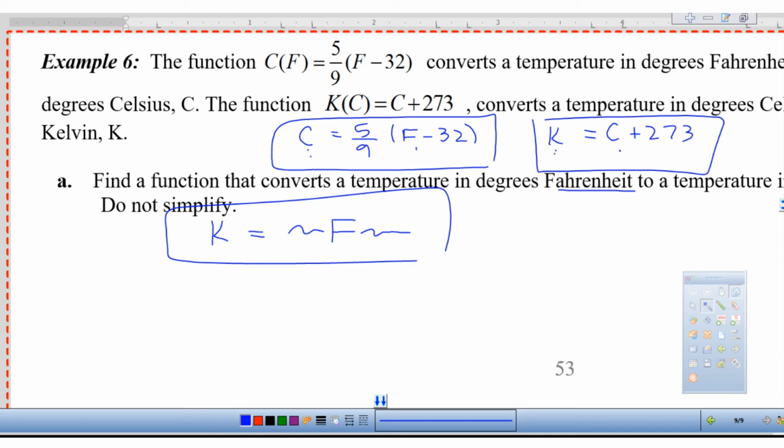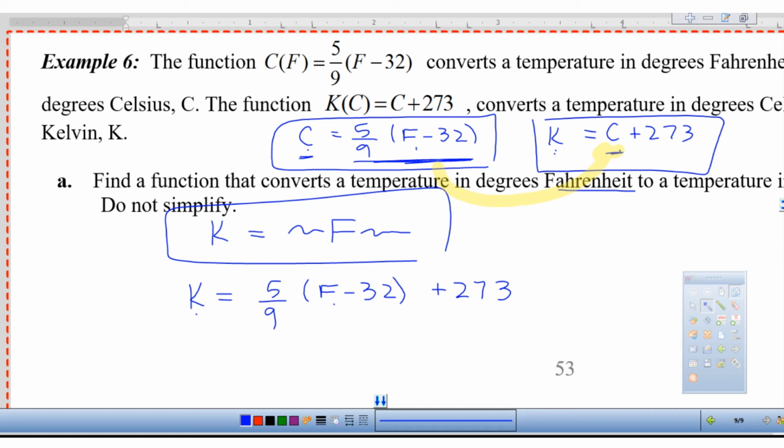I know that kelvins is Celsius plus 273, but I know Celsius is this. So all I'm going to do is take that 5/9 F minus 32 and plug it in right there for my C. That's all I'm going to do. So then I'm going to have kelvins is equal to Celsius, which I know is 5/9 times F minus 32. This is just a substitution problem. Continue with my equation, plus 273. I just did it. I put in a Fahrenheit and out comes a kelvins.